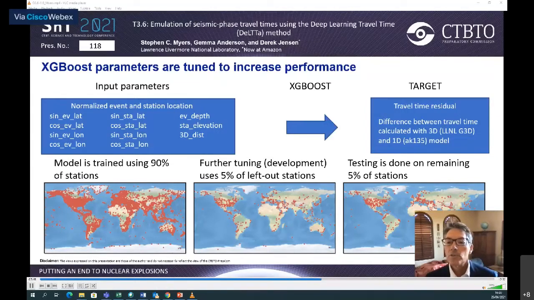We use 90% of the stations to train the XGBoost system. 5% are left out and used for further tuning of the system. The remaining 5% of stations are used for testing. Note that stations used for testing are not used in training in any way. So this test is particularly difficult, and it is applicable to a case where the method is applied to a station that the method has never seen.